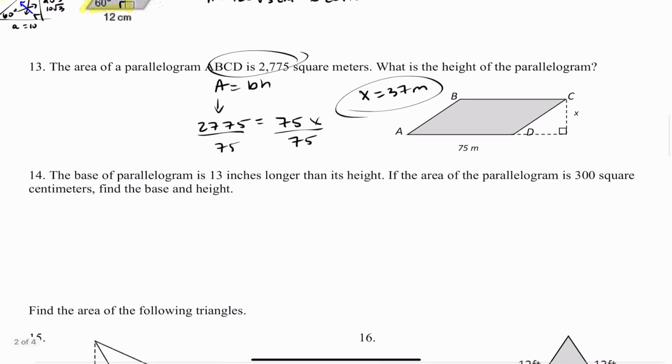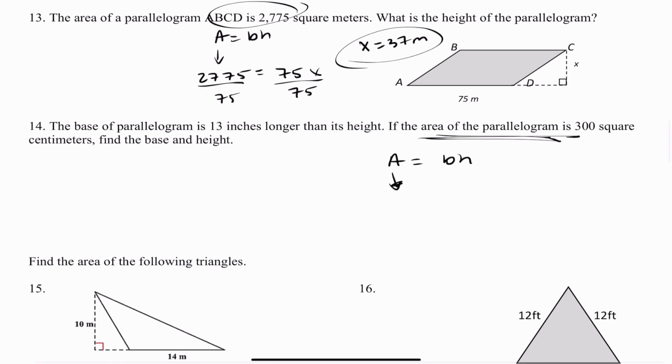Number 14, the base of a parallelogram is 13 inches longer than its height. If the area of the parallelogram is 300 square centimeters, find the base and the height. Okay, the base of a parallelogram. So we're dealing with the area of the parallelogram. So A equals base times the height. And then the area is given.